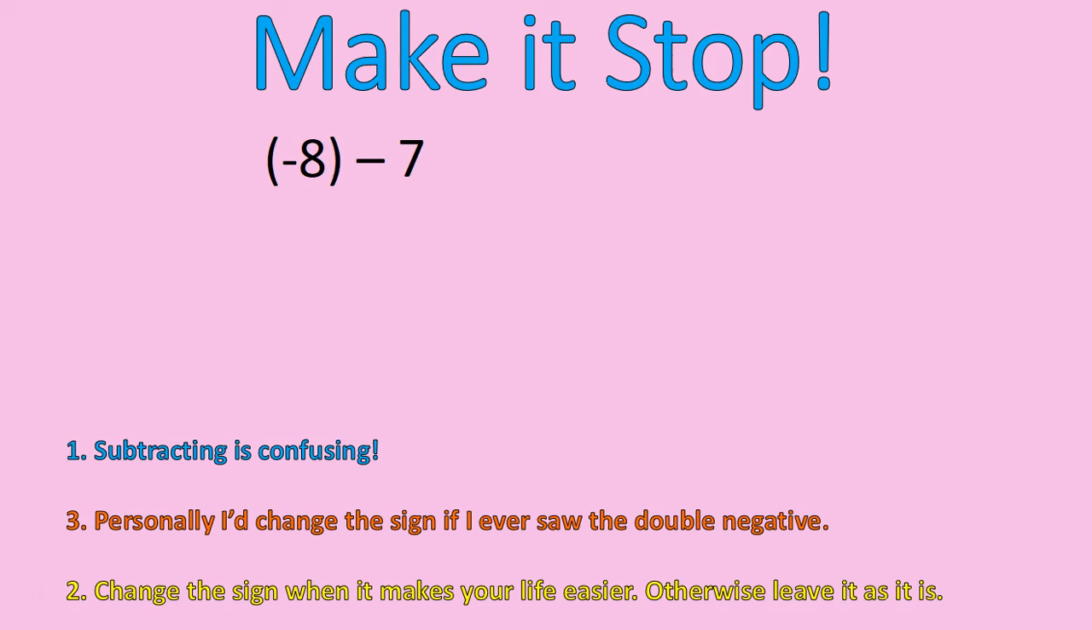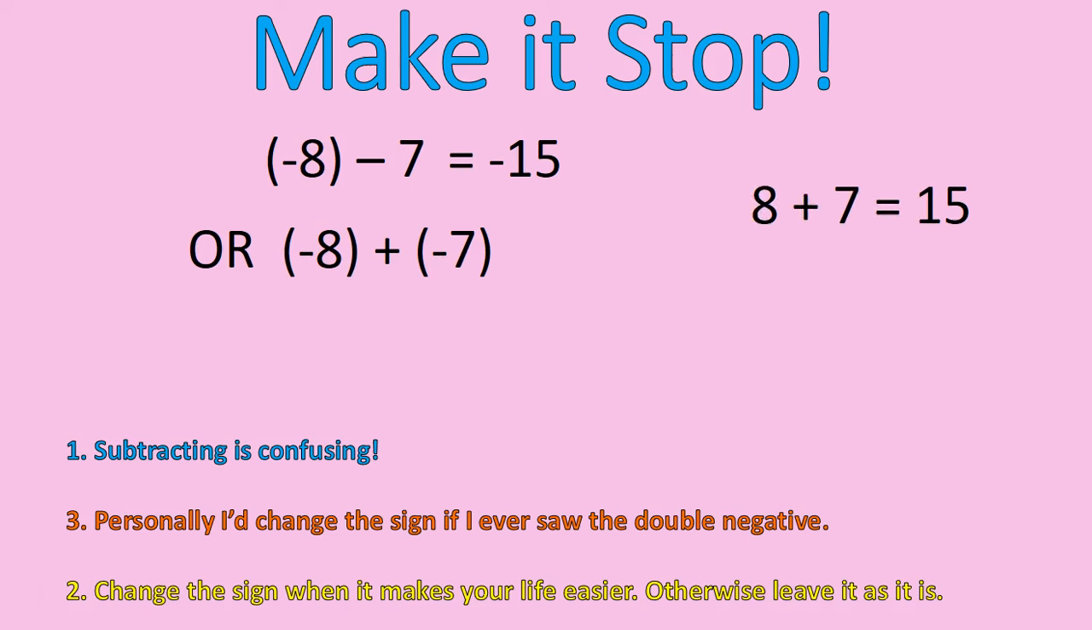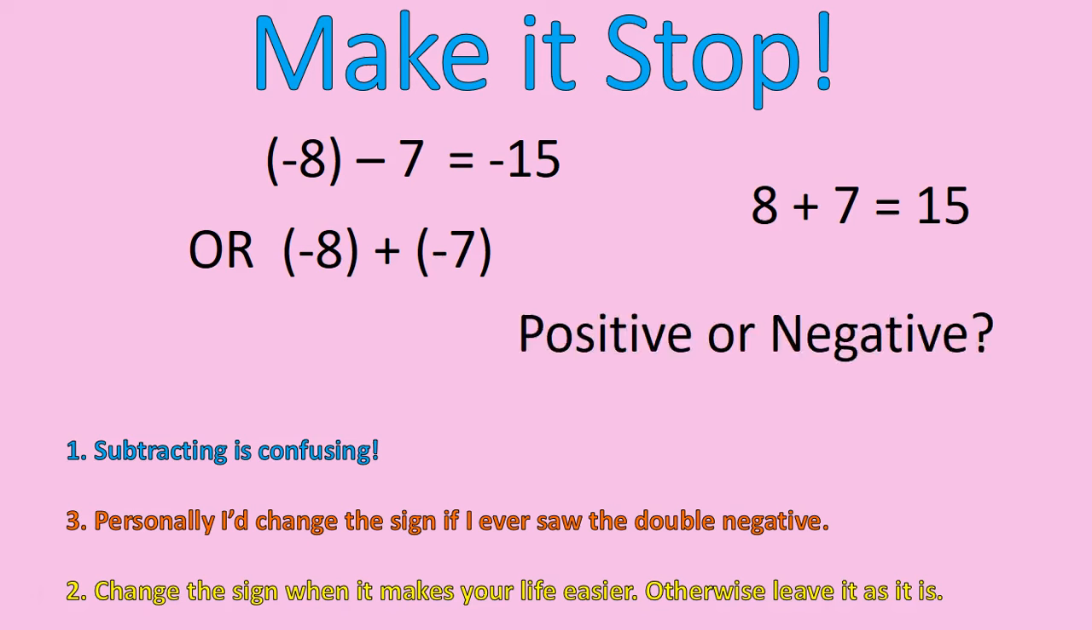Negative 8 minus 7. Think about what it means. Put it into some way that makes sense for you. Solve it and check out the answer in just a second. We're back. Negative 8, take away 7 more, gives us negative 15. You could have rewritten this as negative 8 plus negative 7, which would also give you negative 15, because 8 plus 7 is 15, and the sign is negative.